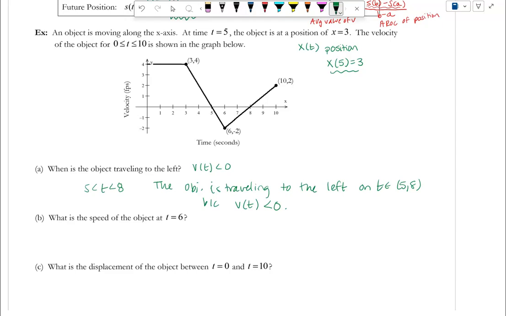Next, we're asked for the speed of the object at t equals 6. Remember, we said speed is the absolute value of velocity. So what we're looking for is the absolute value of v of 6. If I look on my graph, v of 6 is negative 2, and the absolute value of negative 2 is 2. Going back to this, since we do have units on this problem, we should include our units there. So our velocity is measured in feet per second.